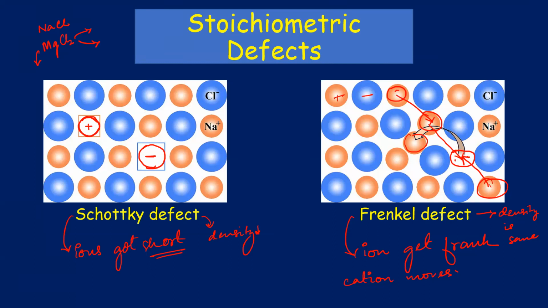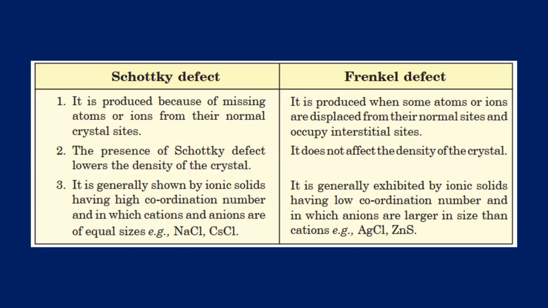About electrical conductivity. Okay, now we have also looked at density. Let us look at some more consequences here. Okay, now moving on. Schottky defect and Frenkel defect, we have discussed this point. This is the definition. This is about density, both of these points. Then it is about when it is generally shown. So this is shown by ionic solids, that is for sure.